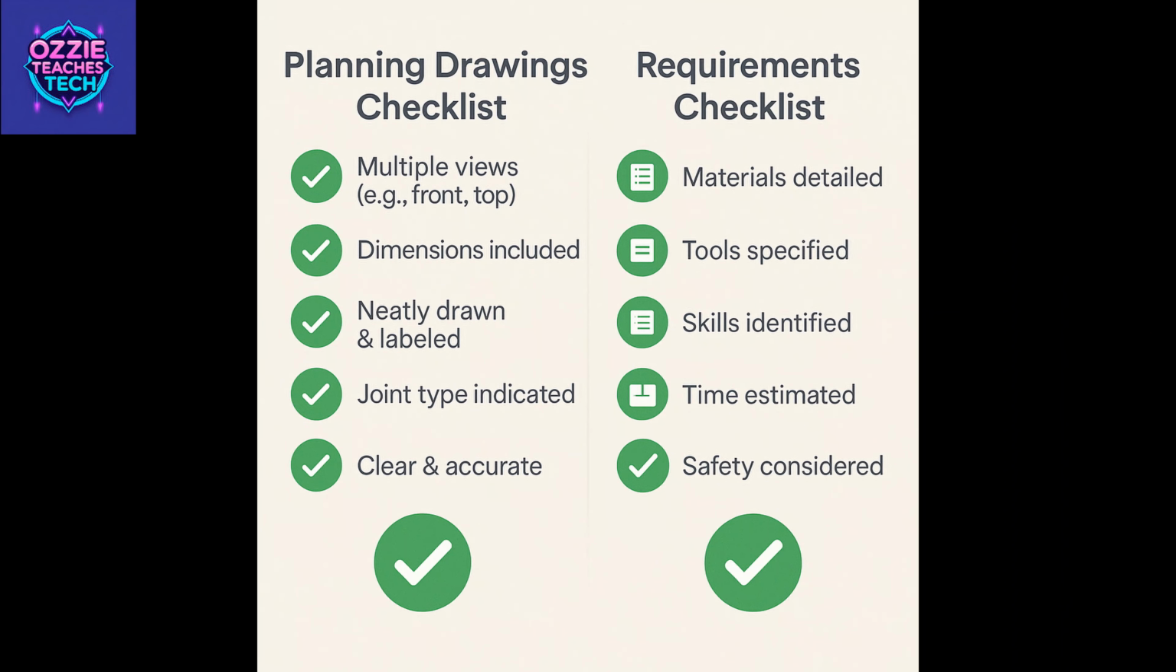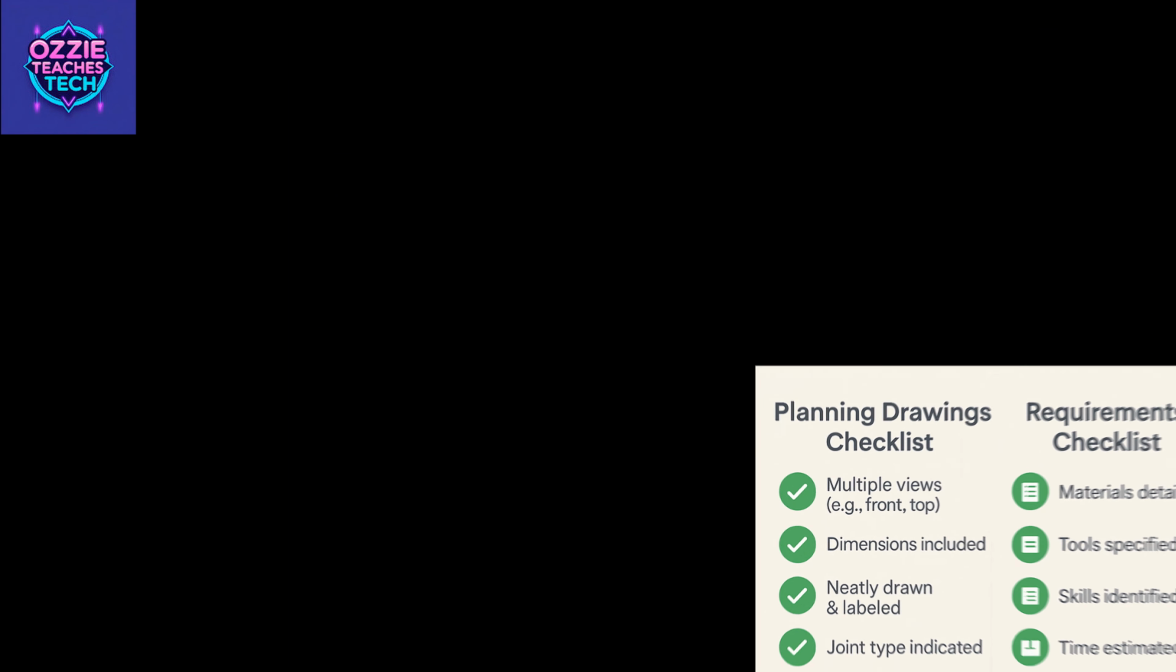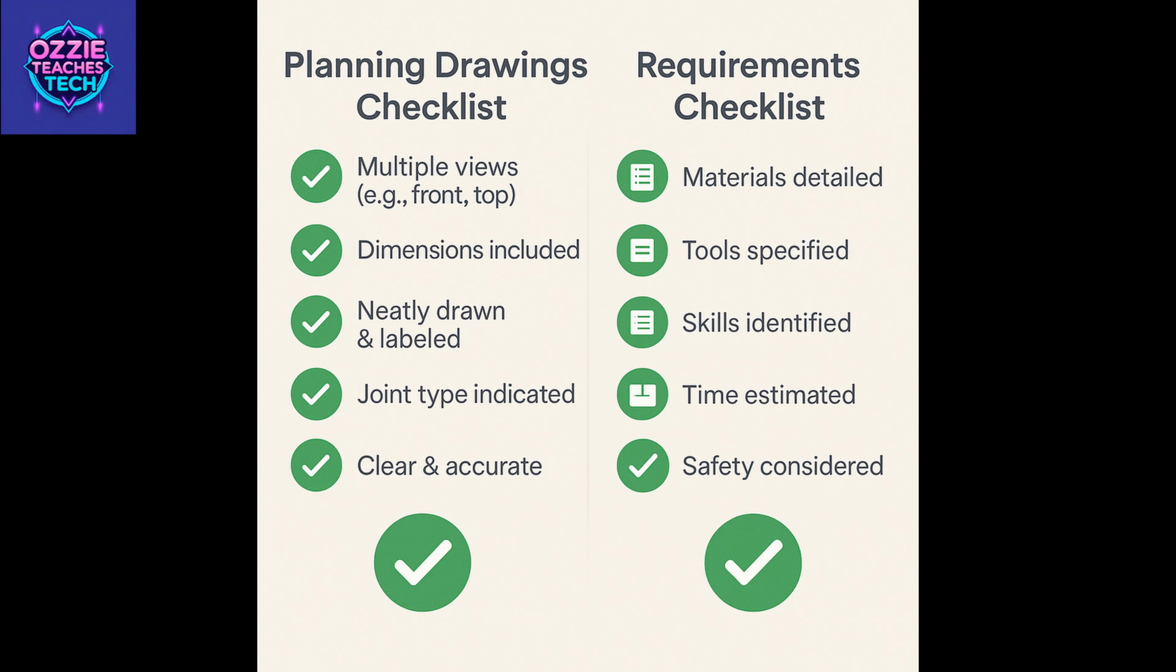Check the requirements too. Complete materials list with specifications. All tools and equipment listed. Quantities and measurements included. Time estimates provided. Skills assessment included. Safety considerations addressed. Cost estimates if relevant. Sourcing information included.